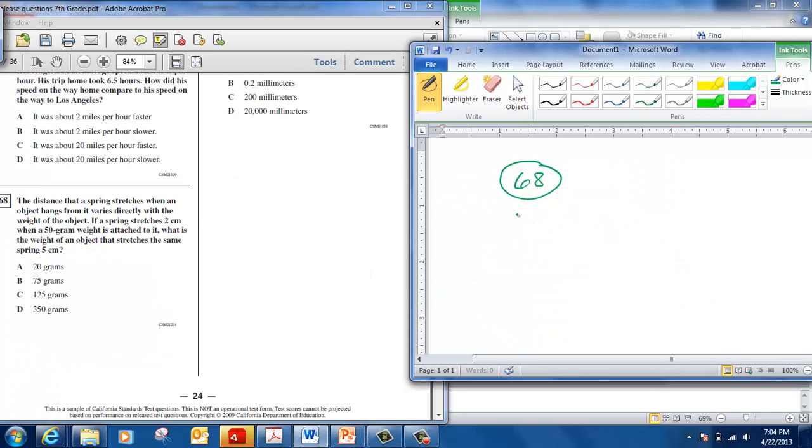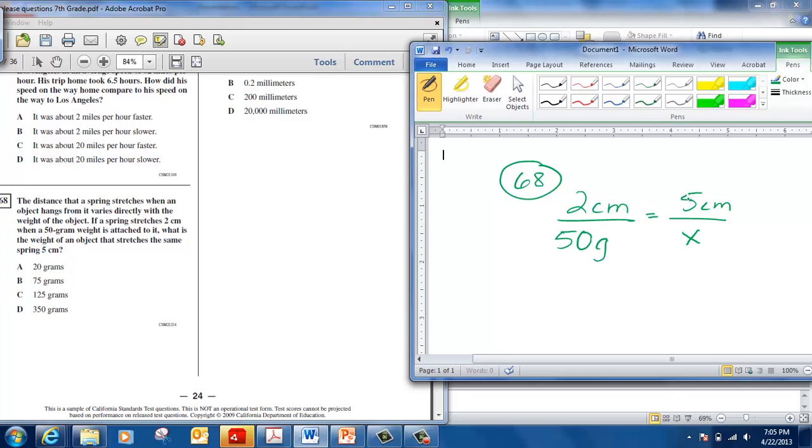And when an object hangs from it, the stretch varies directly with the weight, which would make sense. More weight, the string's going to stretch more. So it's going to stretch 2 centimeters when it's a 50-gram weight. But what about if it goes 5 centimeters, how much weight is that going to be?